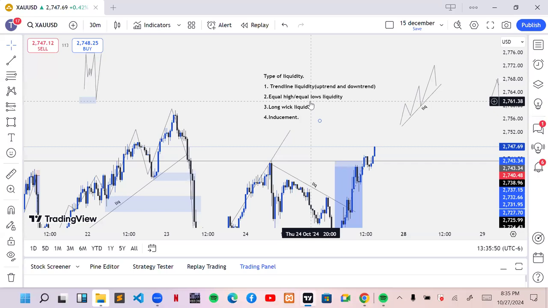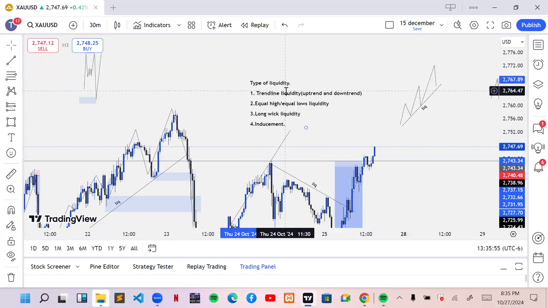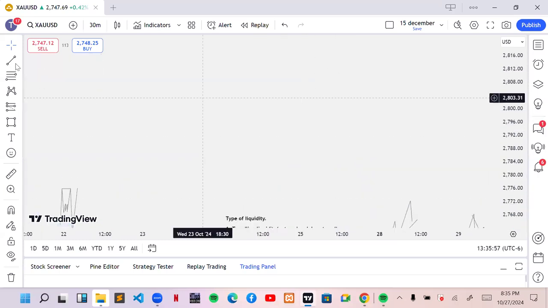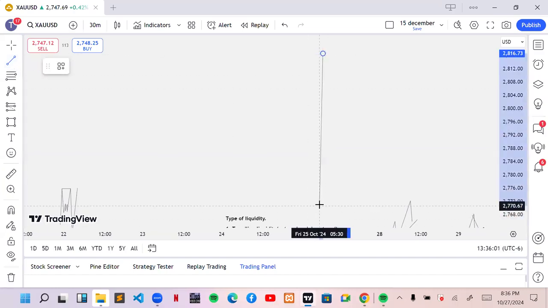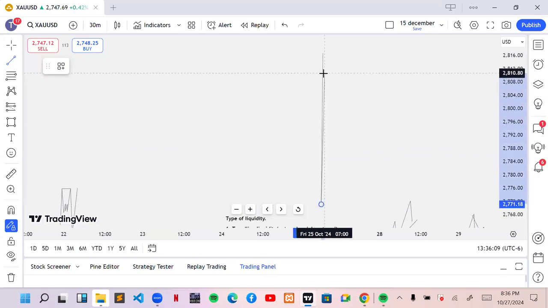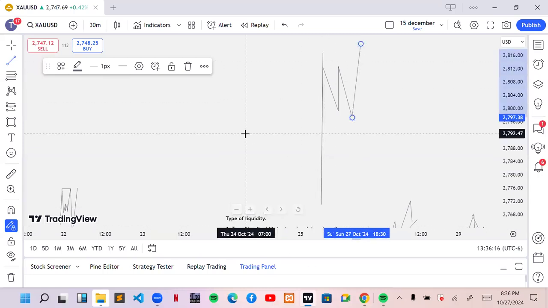Now, long wick liquidity happens most of the time when there's too much volatility in the market, so let's say during news. The news makes a market movement and there's a huge spike in the market, and price eventually reverses up like this. Then maybe there's a spike and price now does something like this, back up, and then starts moving. So this spike in the market is actually liquidity.